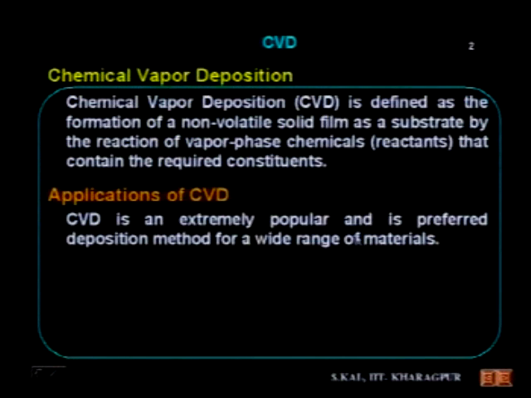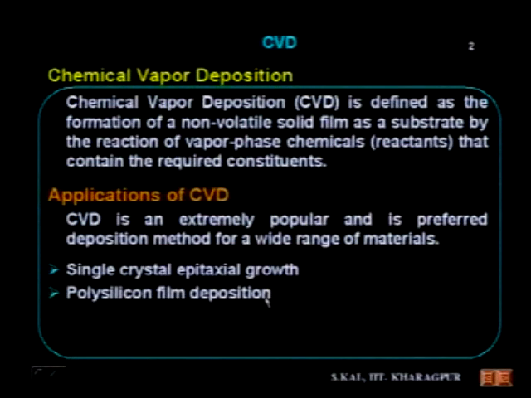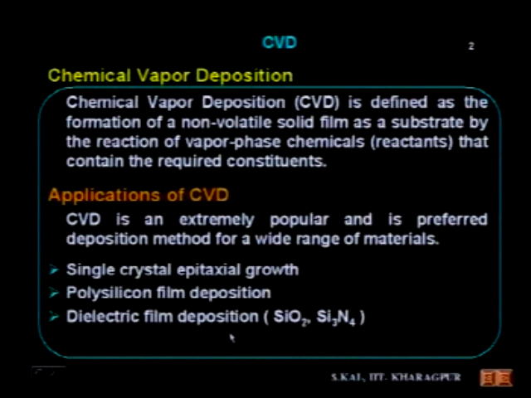Now, the applications of CVD are as follows. CVD is an extremely popular and preferred deposition method for a wide range of materials. The major applications of the CVD process are single crystal epitaxial growth, polysilicon film deposition, dielectric film deposition, particularly silicon dioxide and silicon nitride, and metal film deposition, particularly tungsten or tantalum. Nowadays, aluminium and copper CVD are also reported.